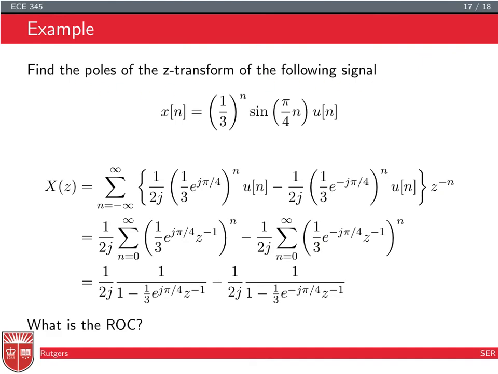I'm not going to do it in detail, so I'm just going to leave it to you to check out the definitions and the calculations. But the question is to find the z transform of the following signal, (1/3) to the n times sine of pi by 4 n times u of n. My reason for choosing this example is that the signal is real. That's the main thing to notice here. So x of n is a real signal.